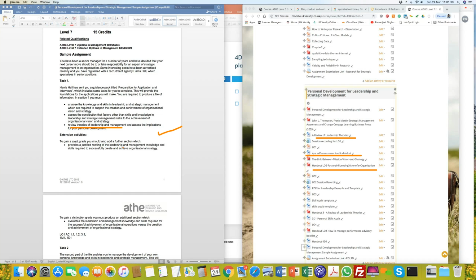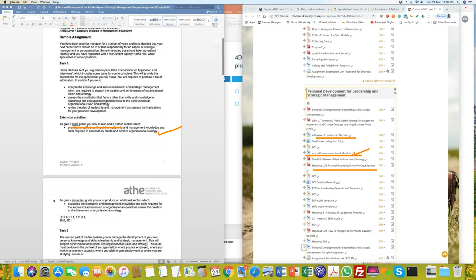In the merit, it says to justify the ranking of leadership and management knowledge and skills required to successfully create and achieve organizational strategy. I would suggest that you refer to one of the handouts which I've given, the assessment template that you've used, and then relate some of the 6 factors which I covered in the learning outcome 1 presentation, which are required for you to be a successful leader or exhibit leadership and management qualities.